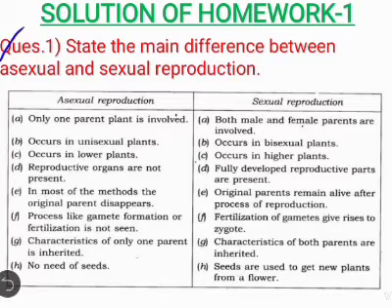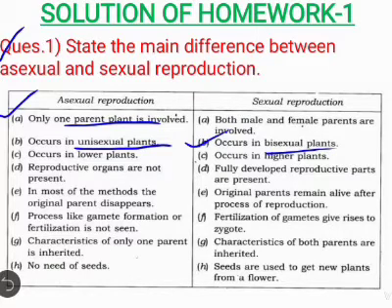The first question was: state the main difference between asexual and sexual reproduction. I hope you could easily write the answer, but here is the answer. In asexual reproduction, only one parent is involved, but in sexual reproduction, both male and female reproductive parts are involved. Asexual reproduction occurs in unisexual plants, but sexual reproduction occurs in bisexual plants.